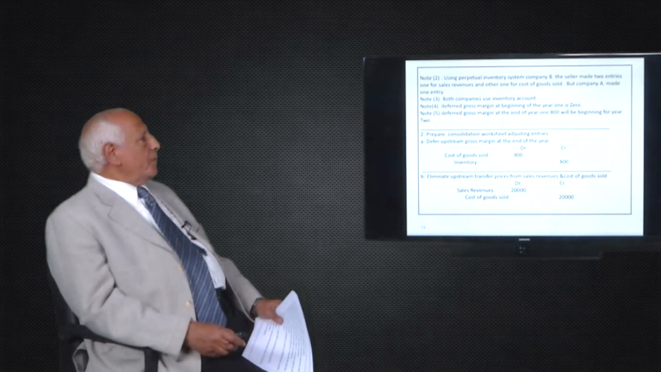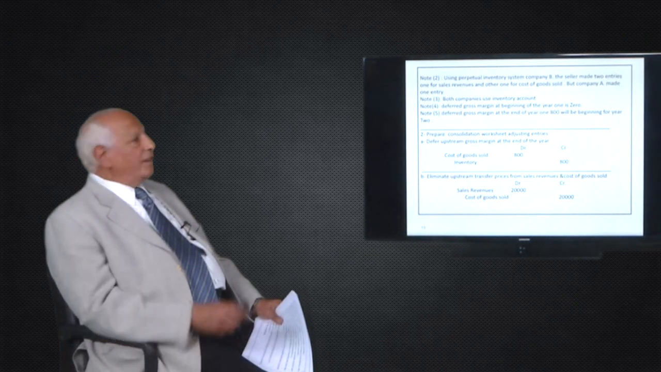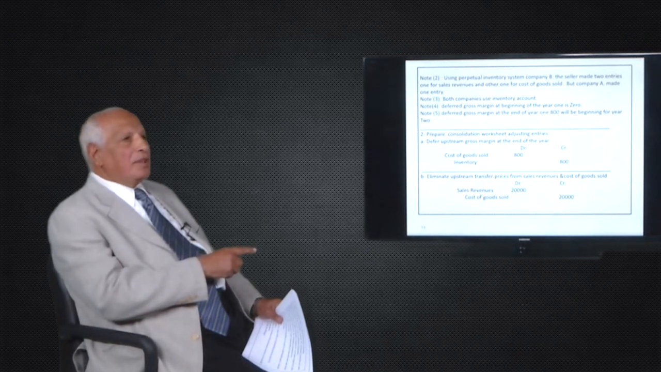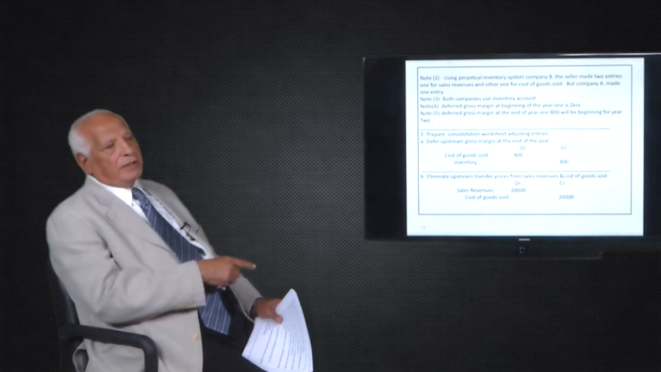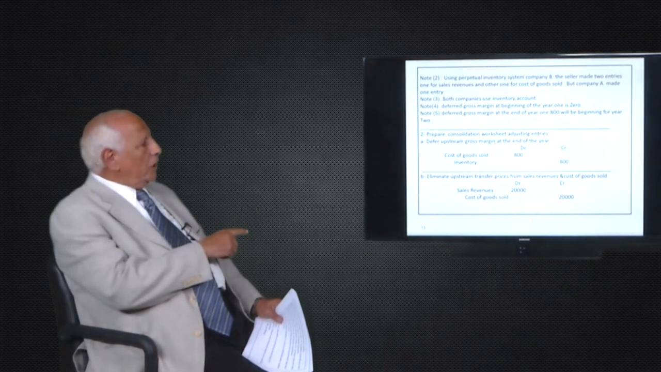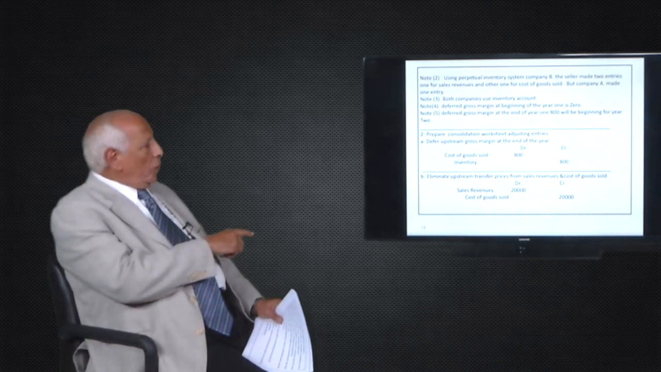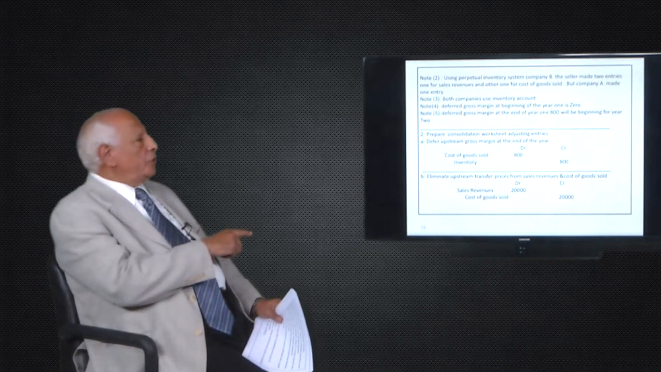Also, I ask you to prepare consolidation worksheet adjusting entries. These adjusting entries, you are going to use them when I give you the worksheet, when we prepare the worksheet. But at this moment, I will give it to you to know this information related to inventory. These are adjusting entries related to inventory.